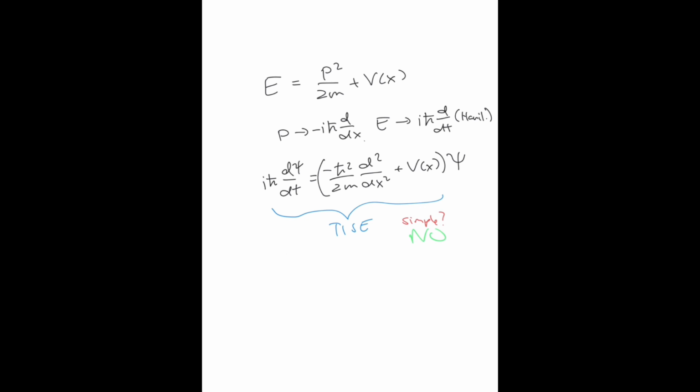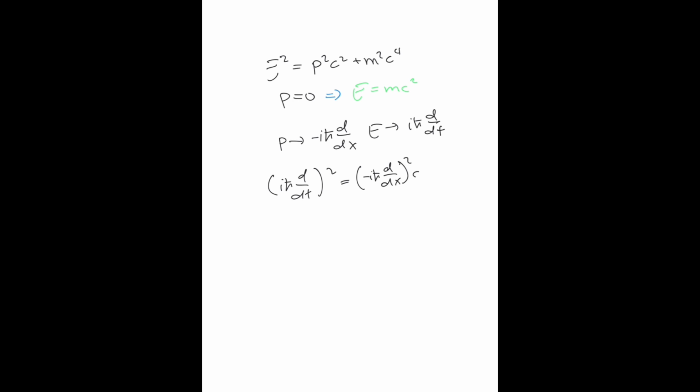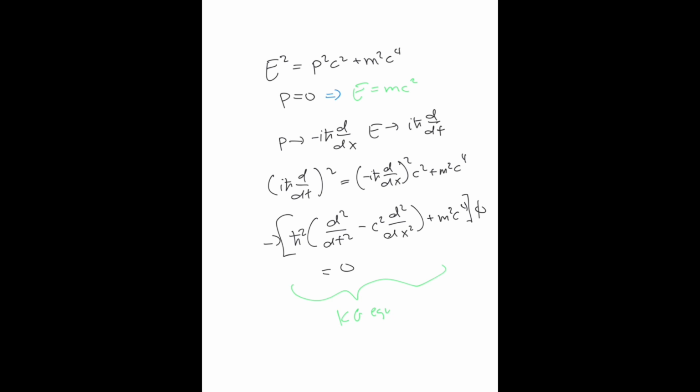Simple enough, right? In special relativity, we prefer to use a different formula for energy. This reduces to E equals mc squared when the particle has zero momentum. To get a relativistic version of the Schrödinger equation, we need to repeat the same steps. By making the same substitutions, we get this. We then multiply by a field phi, and we have arrived at the Klein-Gordon equation. We have quantized E equals mc squared.